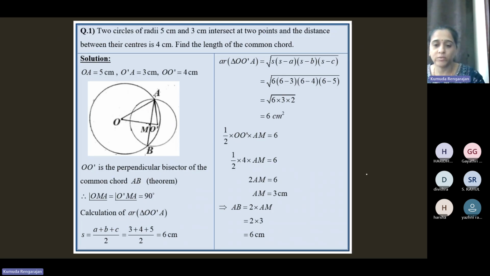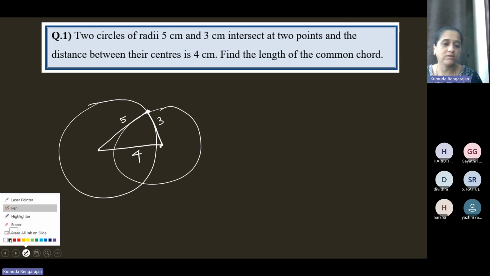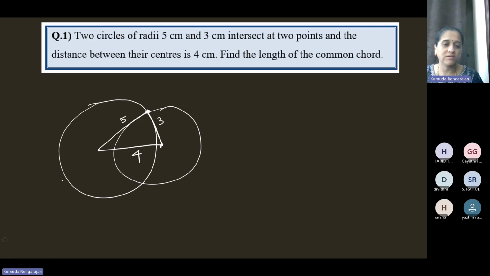So here we have the answer. Okay, what's the question? I didn't read that for you. Find the length of the common chord. Common chord is this one. The line segment joining the points of intersection. The two circles intersect at 2 points, right? So the line segment joining the 2 points is the common chord. We need to find the length of this common chord.